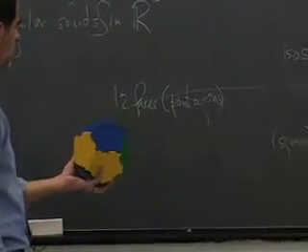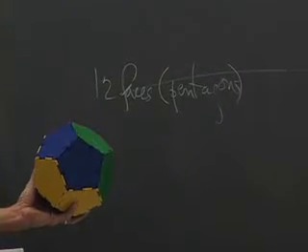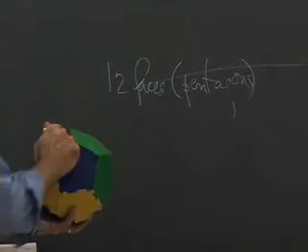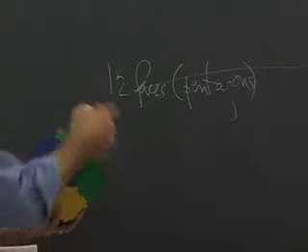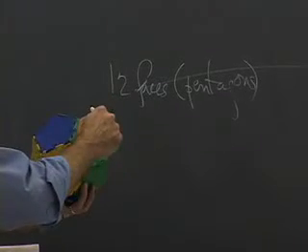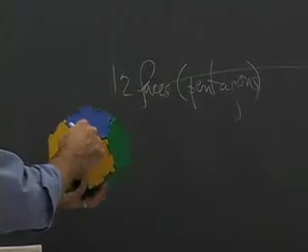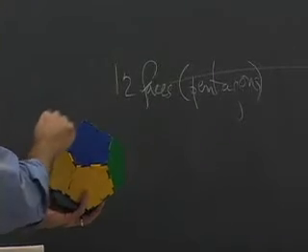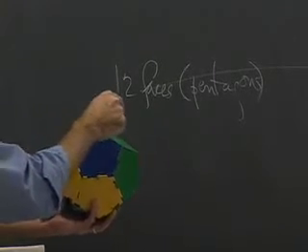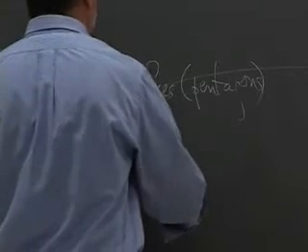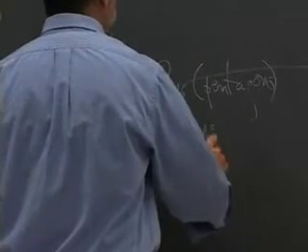We have the number of vertices, sorry, 1, 2, 3, 4. Yeah, the 12 faces. The number of vertices is, what, 20 vertices? I forget how many. 1, 2, 3. That's it, 20 vertices, thank you. And again, 30 edges.